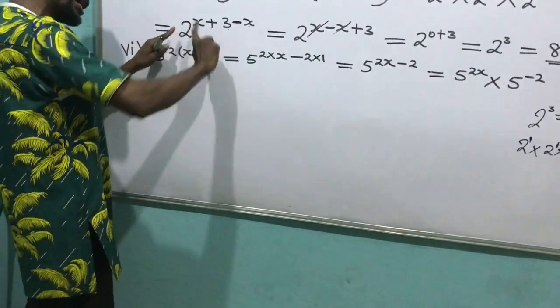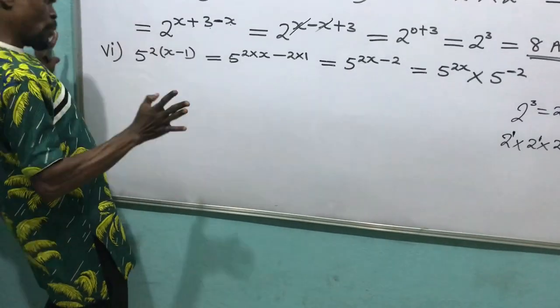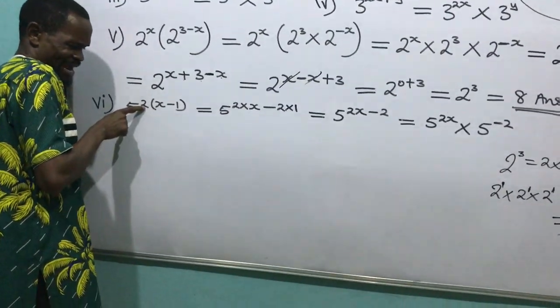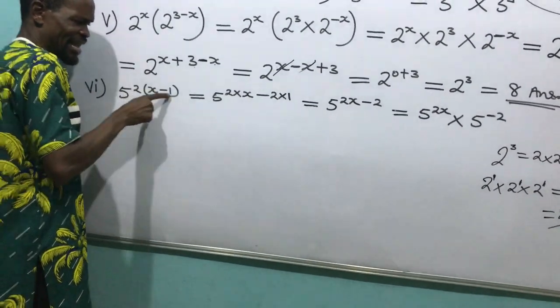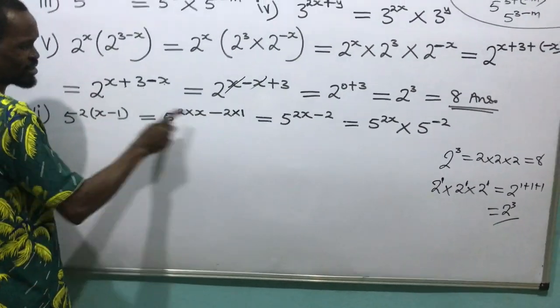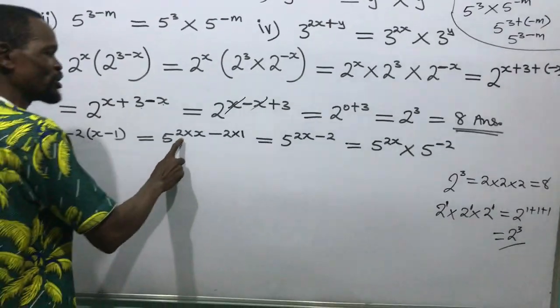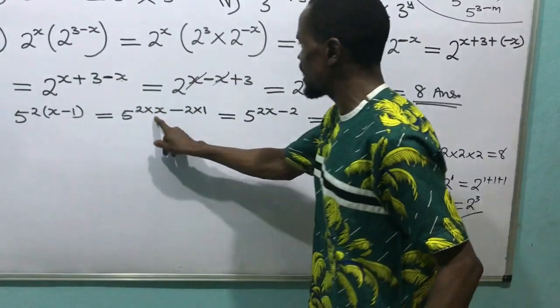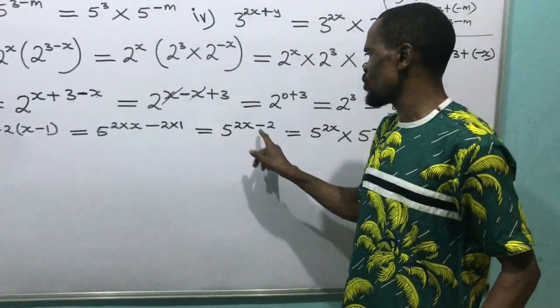5 raised to the power 2 into x minus 1. I open the bracket. When I open the bracket, this 2 times x, still times what? 1. And I have 2 times 1x minus, look at the minus, times what? 1. And I will have what here? We have 2x. 2 times x will give me 2x. 2 times 1 will give me 2.